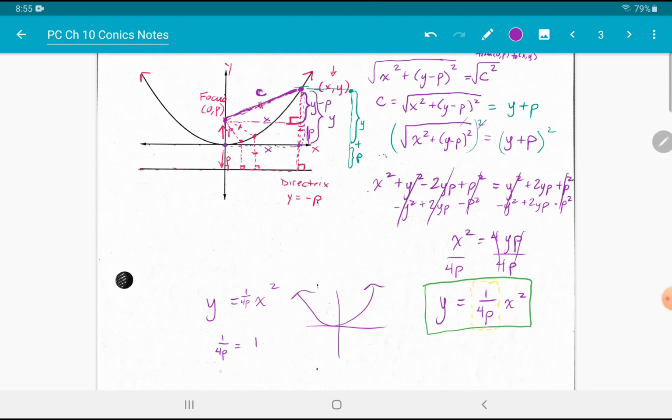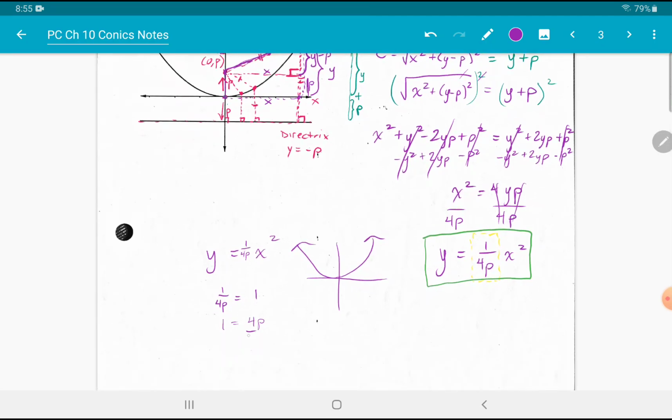So if you actually solve for that p value, you can see that p is equal to 1/4, telling you that technically on a parent function parabola, the focus is going up by 1/4. It has a focus at the point (0, 1/4). That's for the parent function of a parabola.